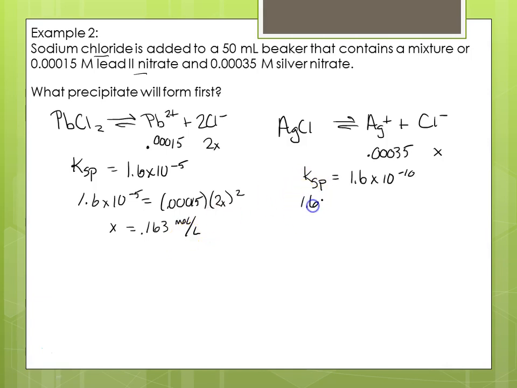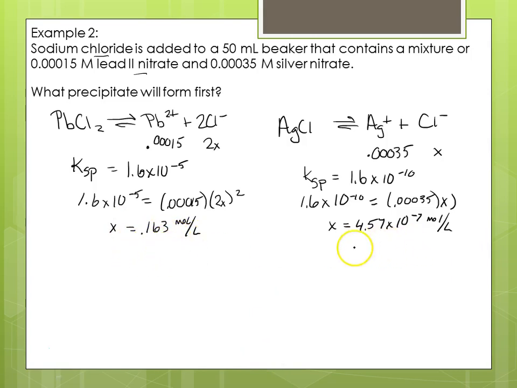In this case over here, 1.6 times 10 to the negative 10th equals 0.00035x. I solve for x and it comes up to be 4.57 times 10 to the negative 7th moles per liter. So now I'm going to compare these two concentrations.